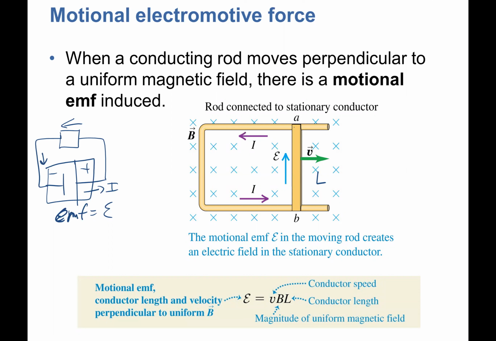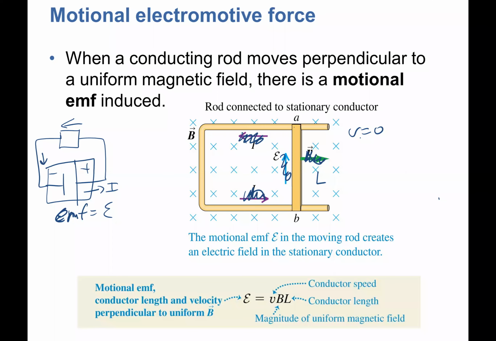Let's say there's no current, nothing like that. The conductor is just sitting there at rest. So initially the conductor is at rest, and there's an into-the-page magnetic field.